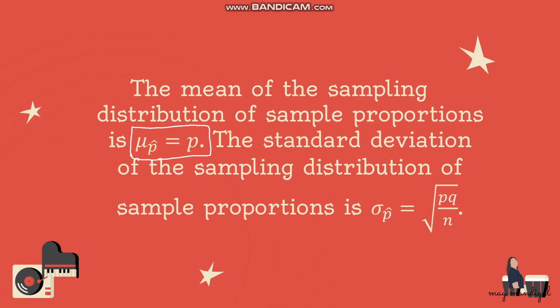Another one is that the standard deviation of the sampling distribution of sample proportions is given by this formula. So here we have the square root of P times Q over N, where P is the population proportion of success, Q is the population proportion of failure, and N is the sample size. So this is the formula that we will use for the standard deviation.